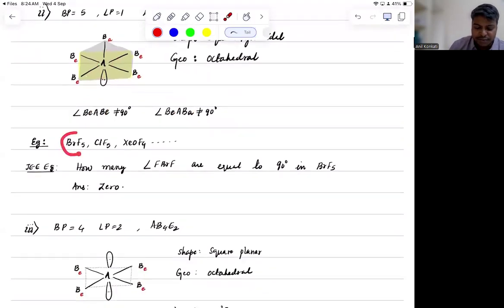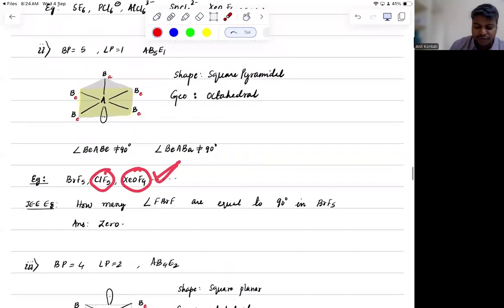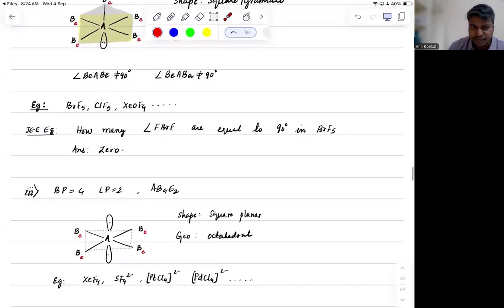So BrF5 has been a very, very strong and standard example. Wherever you see BrF5, ClF5, XeOF4, they all will have this type of geometry and shape. Square pyramidal is the structure.